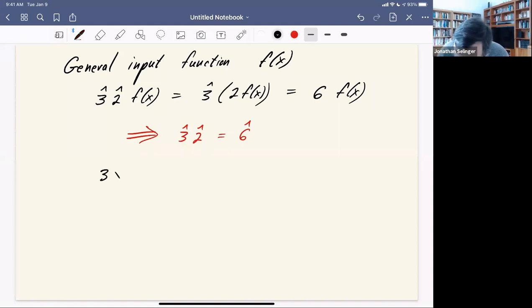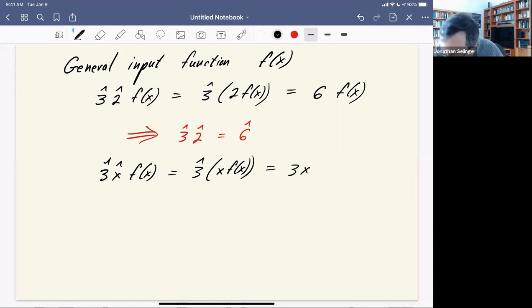Let's do it with other examples. So 3 hat x hat on f of x. That's 3 hat acting on x f of x. So that is 3x f of x. That tells us that 3 hat x hat is equal to 3x hat.